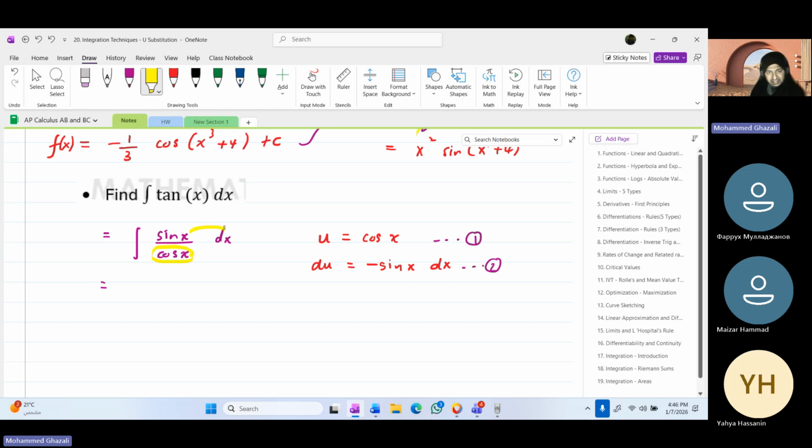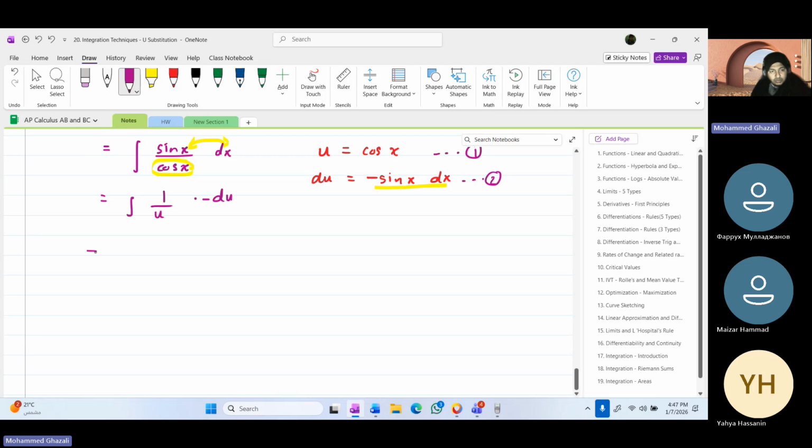And I want to know what sine x dx is. Sine x dx is negative du. So we have the integral of 1 over u, times negative du. What's the integral of 1 over u? ln. Don't forget the ln. Negative ln absolute value of u plus c.